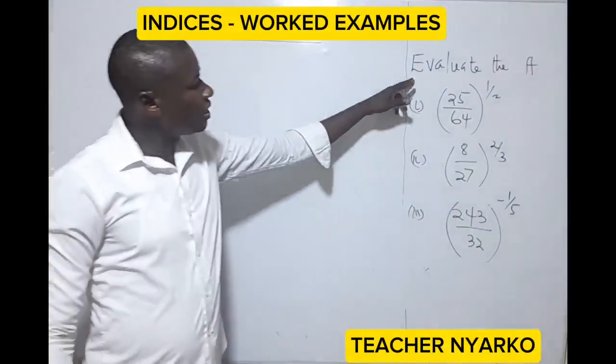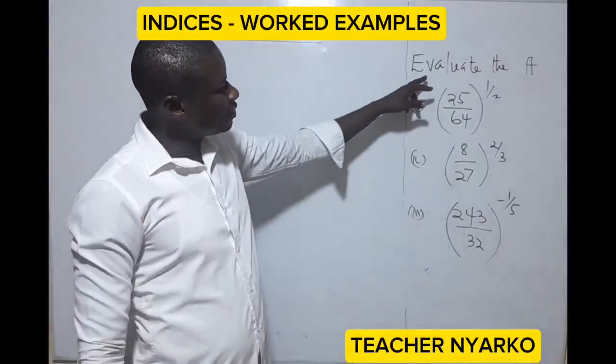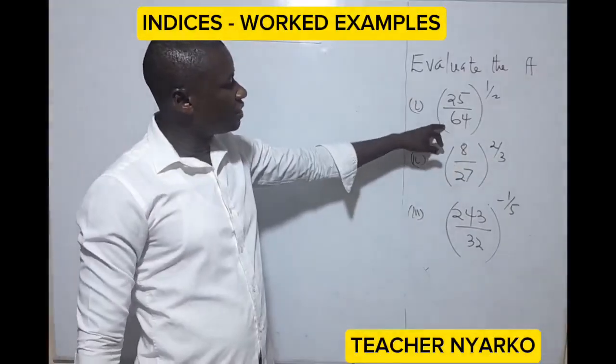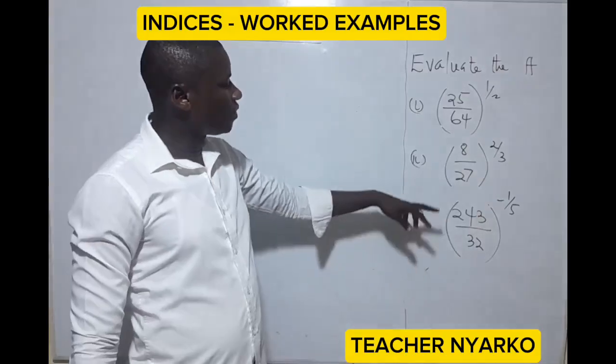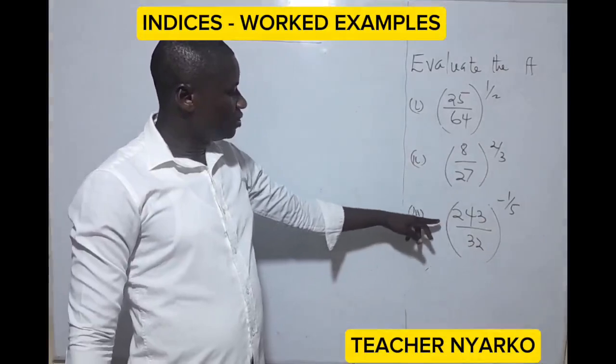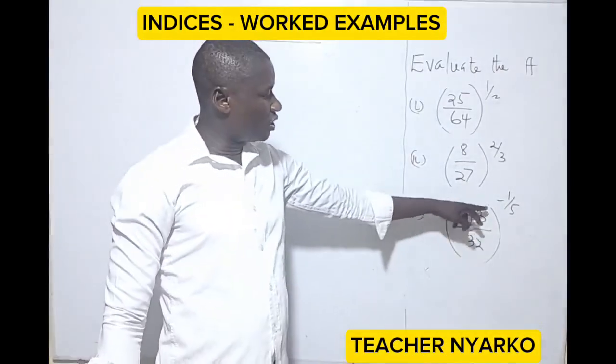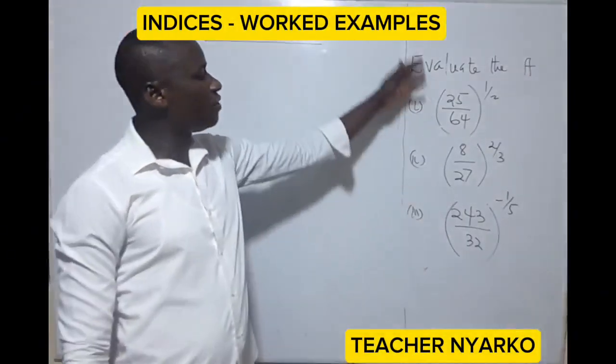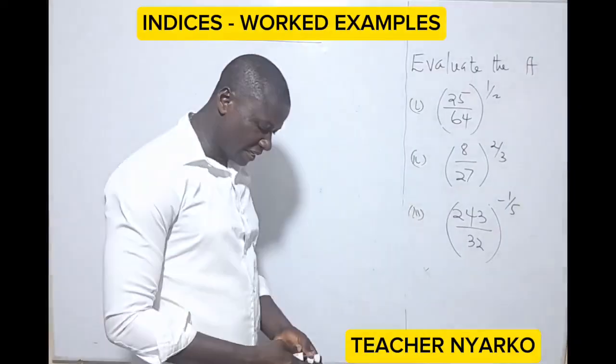Okay, so when you look at the question we have, we are asked to evaluate the following: (25/64) all exponent 1/2; (8/27) all exponent 2/3; (243/32) all exponent -1/5. So we are asked to evaluate the following, and this one is indices.